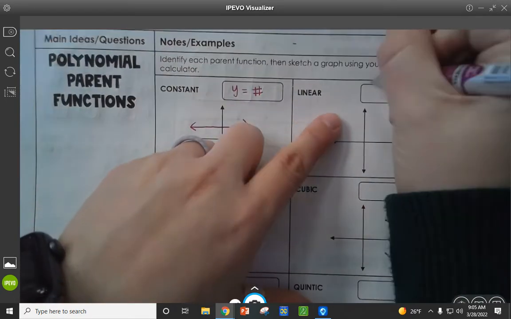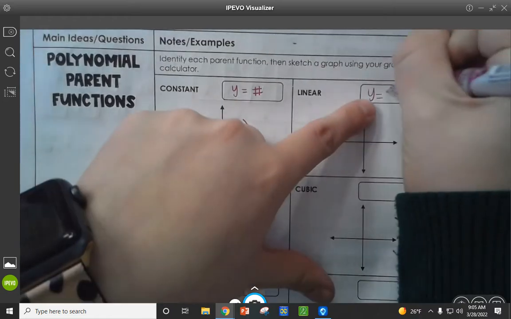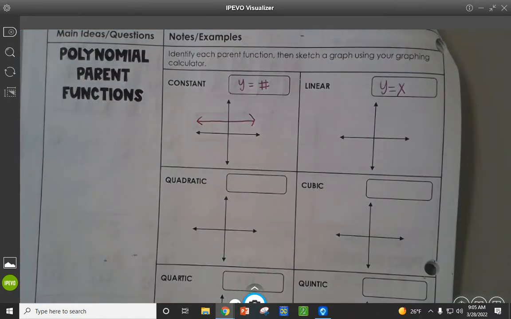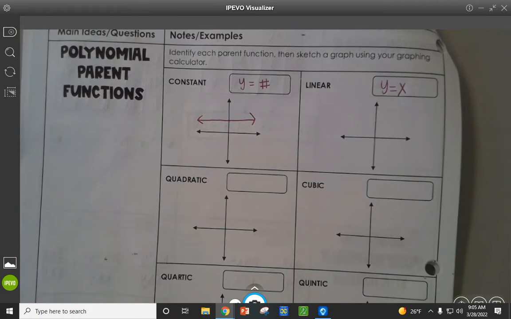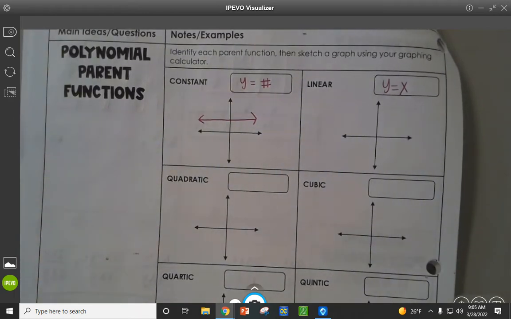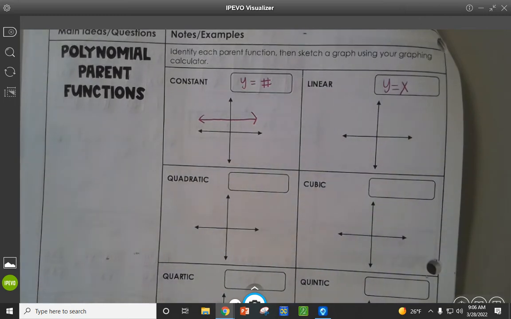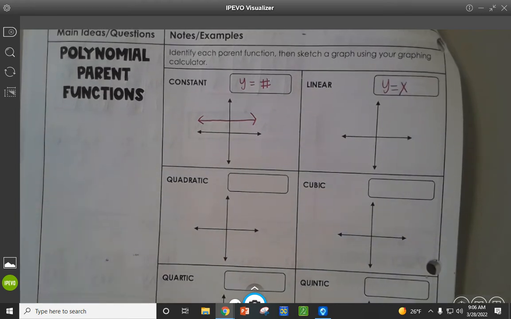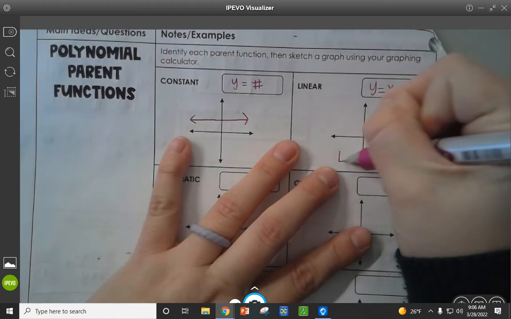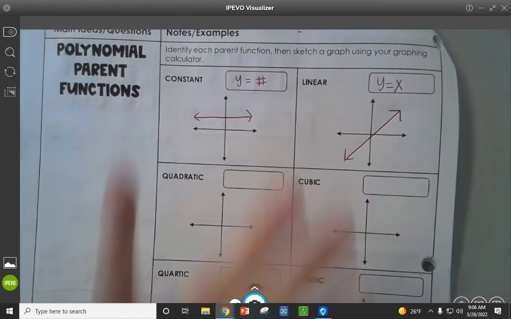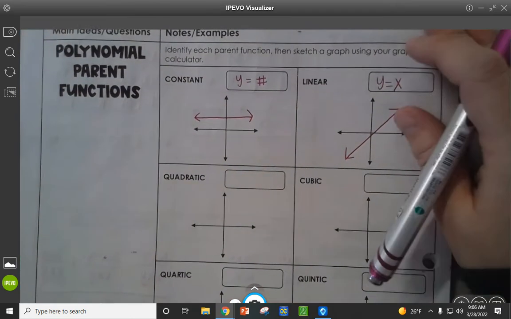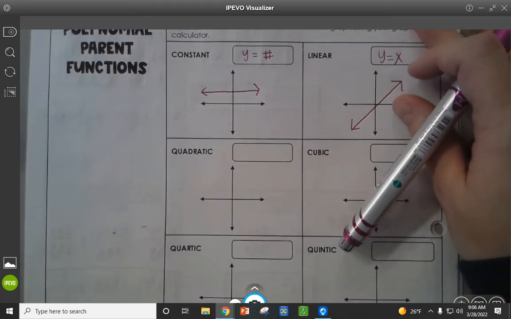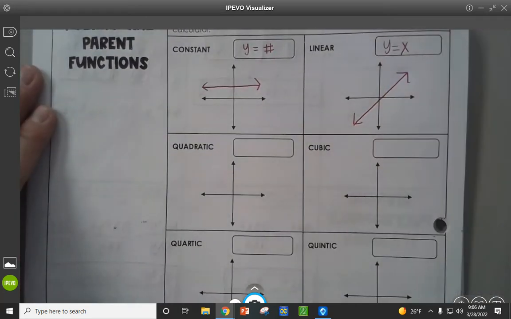A linear, this is like y equals x, because when we say the word parent function, we're talking about just the very basic original function. So y equals x is just the original. So think back to Algebra 1. You had like y equals 2x plus 5. You did rise over run and y-intercept. That is a linear function. And so most of your graphs look something like this. Linear functions, you did those in Algebra 1. Y equals mx plus b.